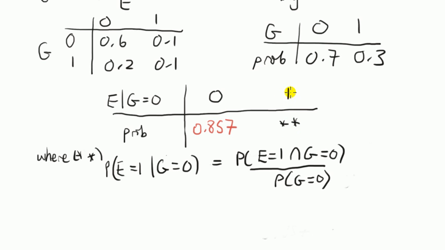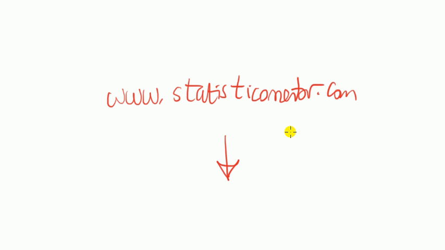Likewise, probability that E is 1 given that G is 0, we compute using Bayes, and that is equal to probability that E is 1 and G is 0 divided by probability that G is 0. Obtaining the joint and the marginal from the respective tables, we have 0.1 divided by 0.7, which is 0.143 to 3 decimal places. So here we have it, the conditional distribution of E given that G is 0. Check that these probabilities add to 1. They do, so I'm done.